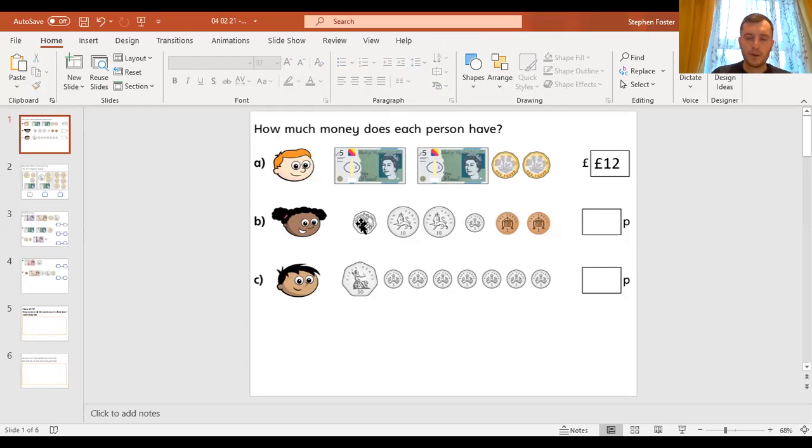The next one, 20, plus 10, 30, 40, 45, 46, 47. That one is 47 pence. The next one, 50. Now I'm going to count in fives. 55, 60, 65, 70, 75, 80, 85. So that one is equal to 85 pence.